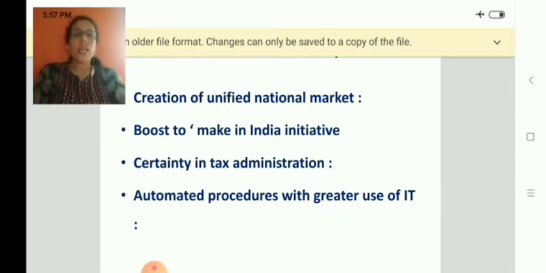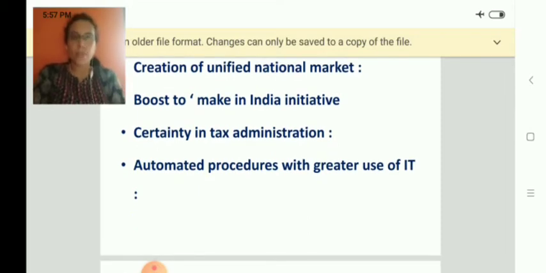The third one is certainty in tax administration. Under GST, the proper classification is done for various goods and services. Therefore, there is ability to have a proper tax administration throughout the country uniformly.